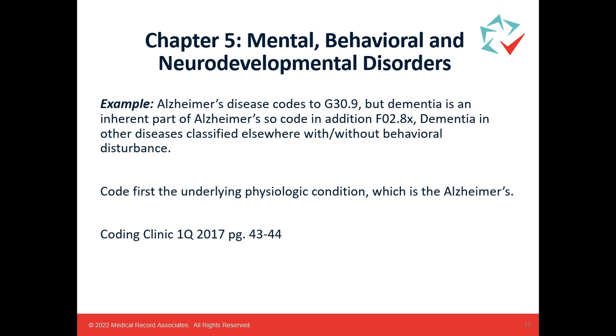Another good example is Alzheimer's disease. This Coding Clinic says Alzheimer's disease codes to G30.9, but dementia is an inherent part of Alzheimer's. So code in addition F02.8X, dementia and other diseases classified elsewhere with or without behavioral disturbance. So again, code first the underlying physiologic condition, which is the Alzheimer's. And this is going back to your coding conventions for your code firsts.